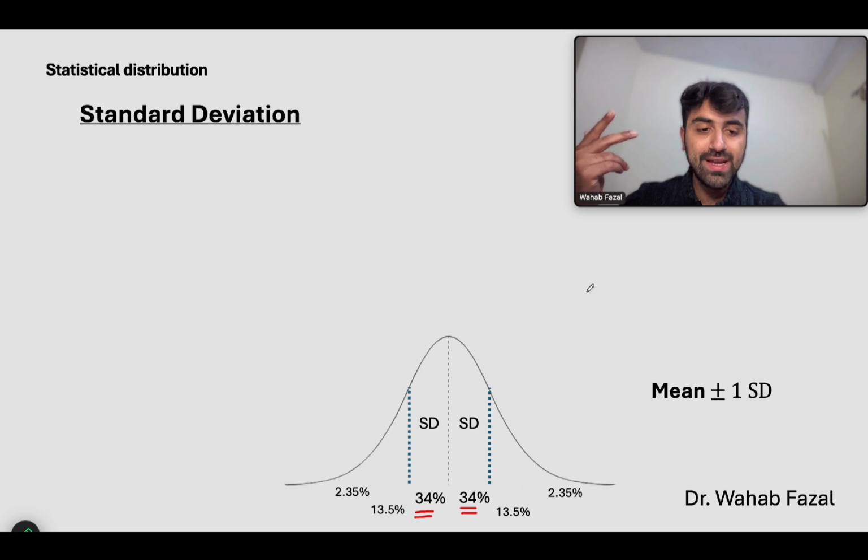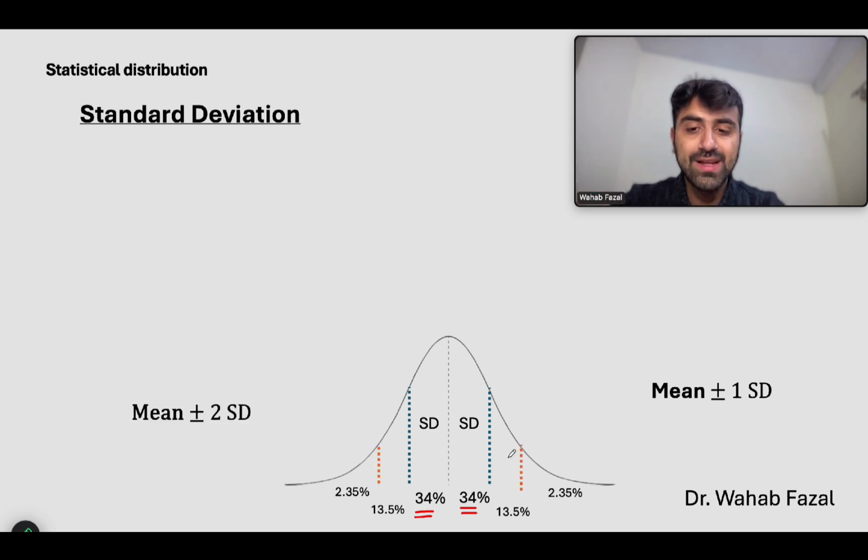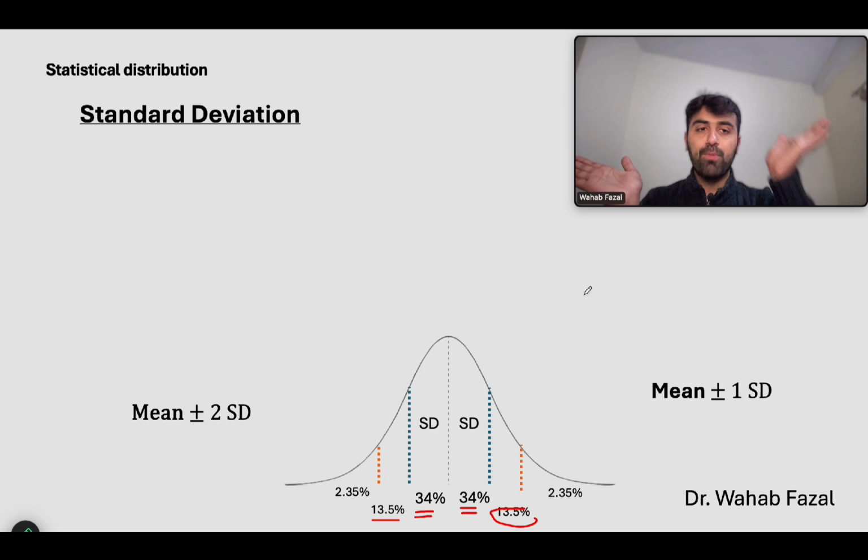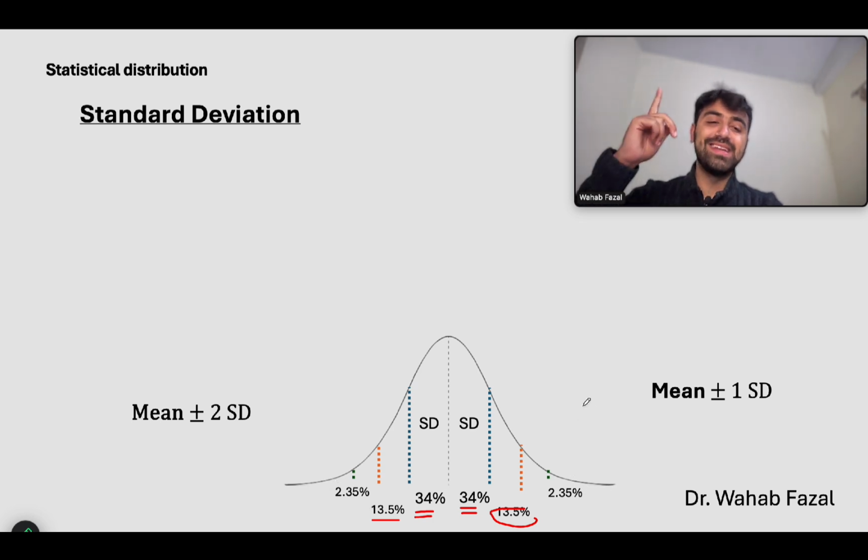If you start including two standard deviations on either side, you add 13.5% on this side and 13.5% on this side, which makes your total 95%. So if you take two standard deviations on both sides of the mean, positive and negative, you include around 95% of the data. And then if you take three standard deviations, which is this small line and this small line on each side, it includes another 2.5%, 2.35% to be exact, and then you have 99% of the data.